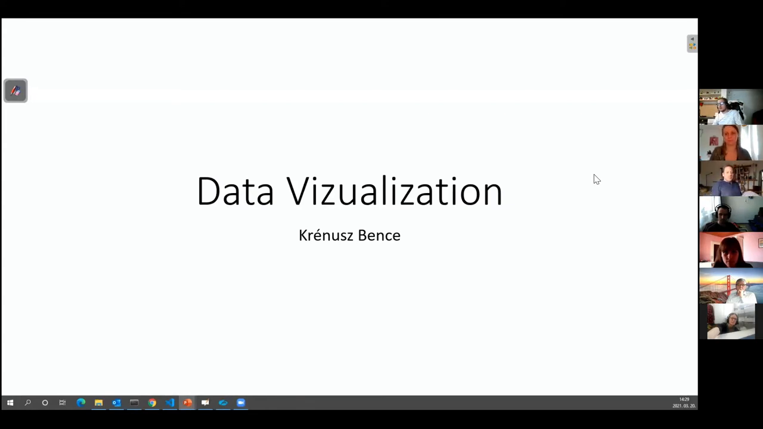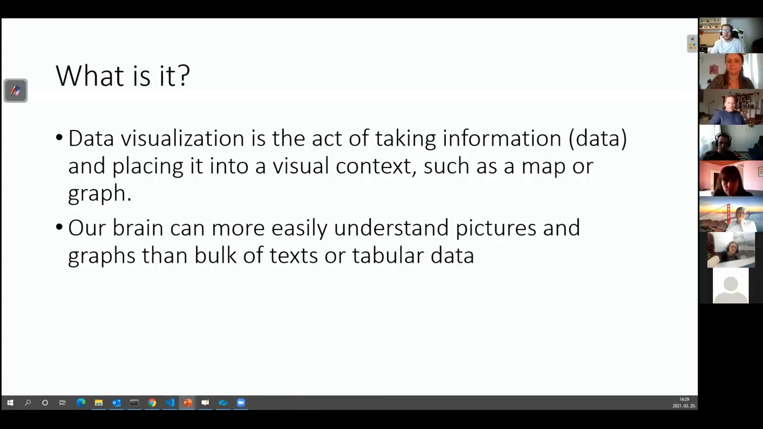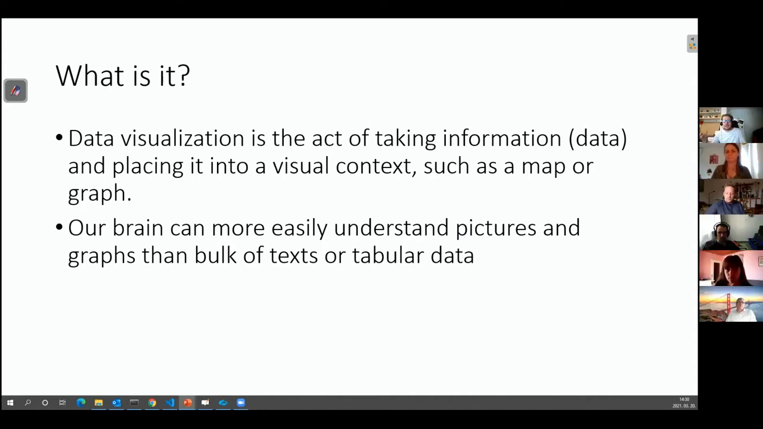First I would like to speak about what it is in terms. As a data scientist, you see that it's somehow to transfer the bulk data, bulk text data into some visual context, because our brain understands pictures more easily than tabular data, like a bunch of text in a table, and we cannot easily read that. We need to have some pictures to see instead of a lot of text.